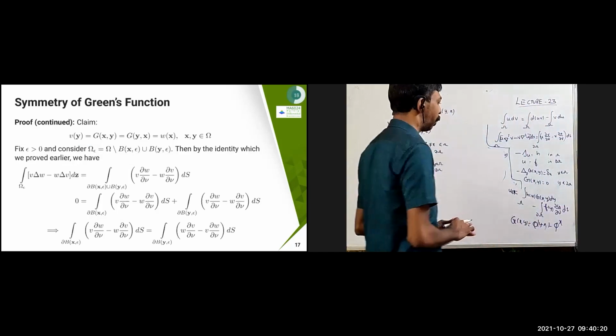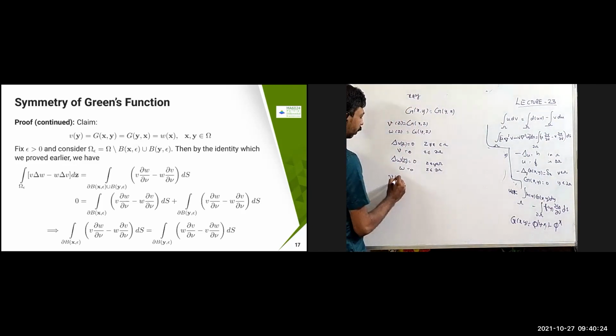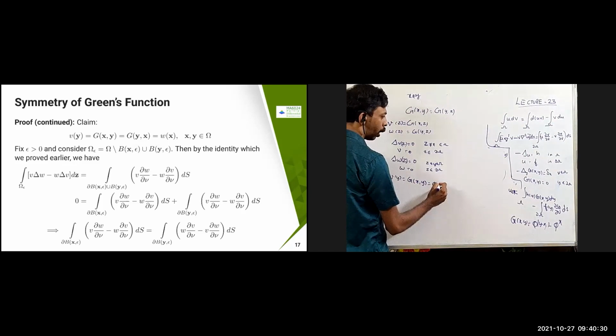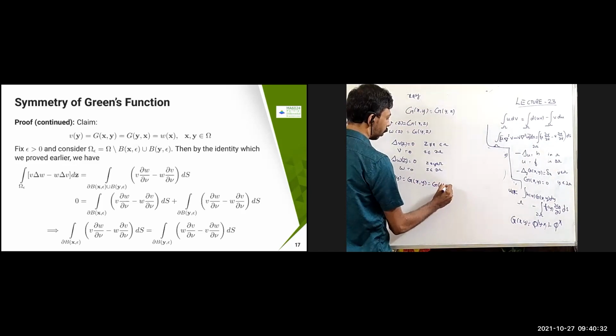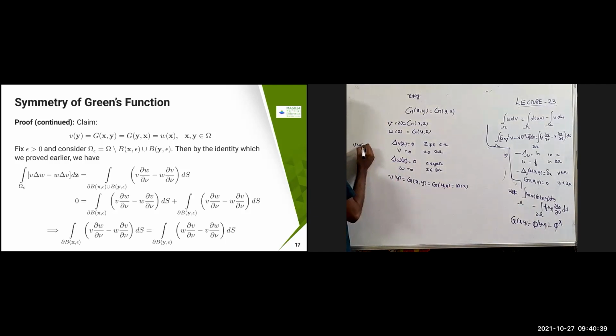So what we are going to claim is that v of y equals g of x comma y, which equals g of y comma x, which equals w of x. That's what we have to claim. That means I have to prove that v(y) equals w(x). If I prove that v(y) equals w(x), then my proof is done.